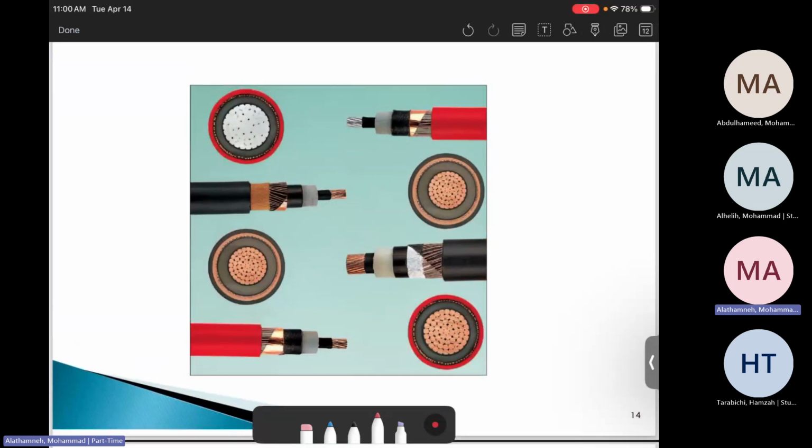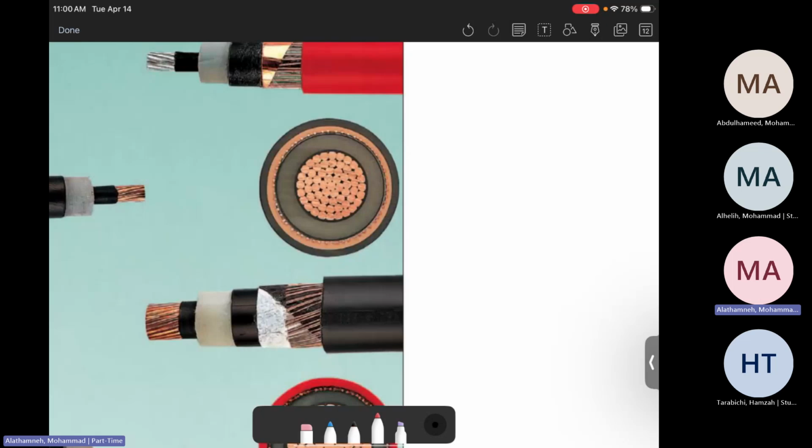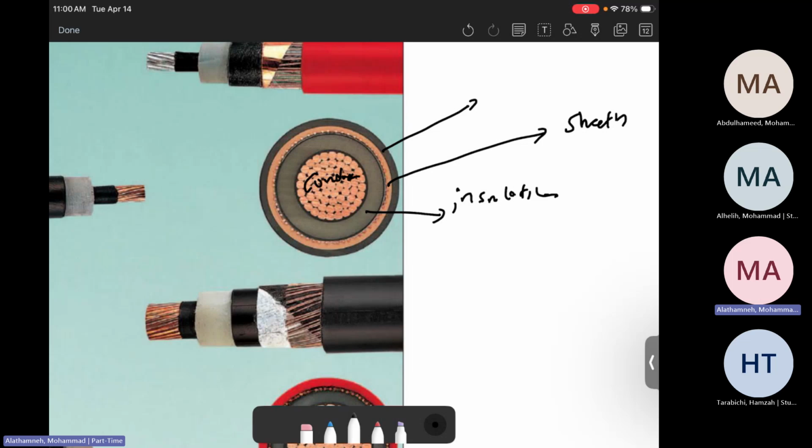Okay, this is again how it looks. This is a single phase power cable. Starting from inner to outer, you will see here the conductor, the wire to conduct electricity. This is the insulation material. Then this is the sheath, a metallic sheath, and this is the outer jacket. The sheath here is connected to the ground.